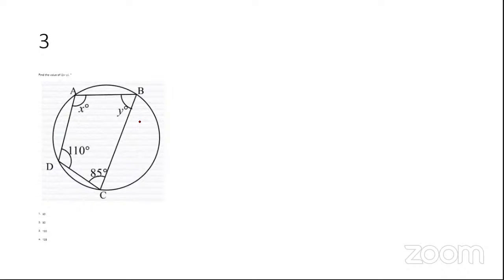This is a theorem about cyclic quadrilateral. You can see a four-sided figure in a circle. So what do we do? They want us to find the value of 2x minus y. The question is not actually direct. It's not saying find the value of x or y, but 2x minus y. So it means we need to get the value of x and y first. So how do we go about that?